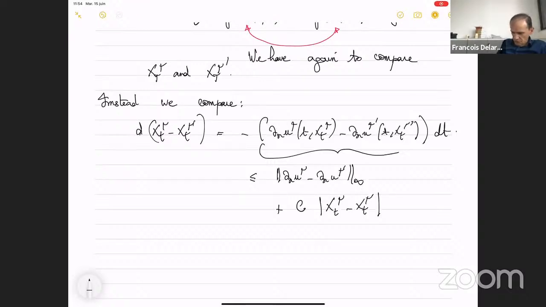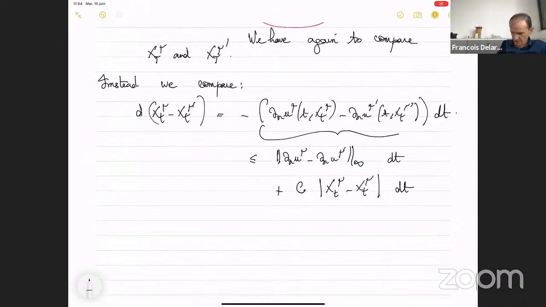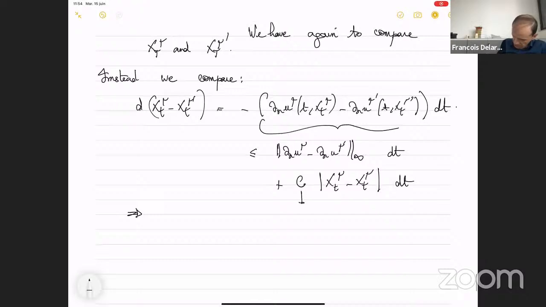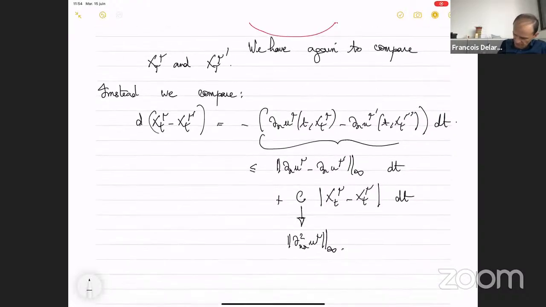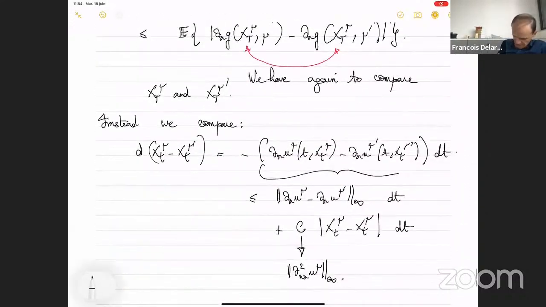So a way to do so is to claim that, right, I have this, and in the constant C here, for sure, I should see that C depends on the second order derivatives of u. But once again, if G is sufficiently smooth, then it is fine to have this bound. And so at the end of the day, this is what I was telling you. We have to compare these two quantities.